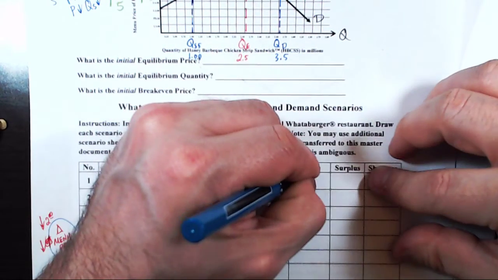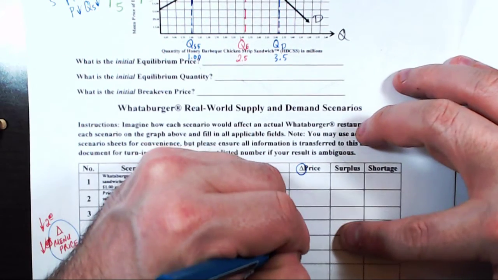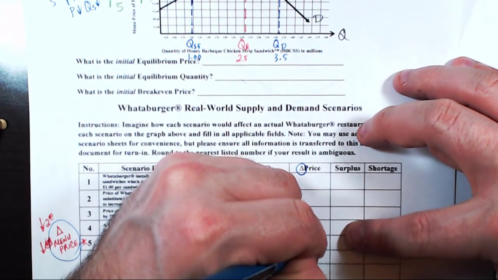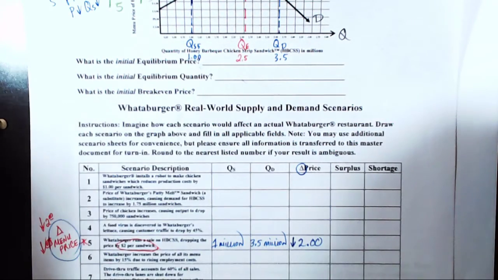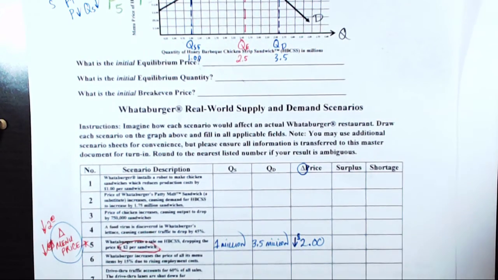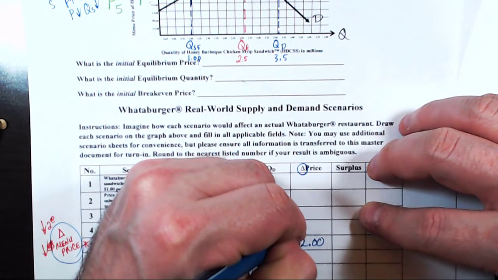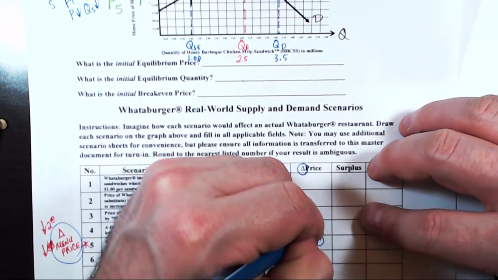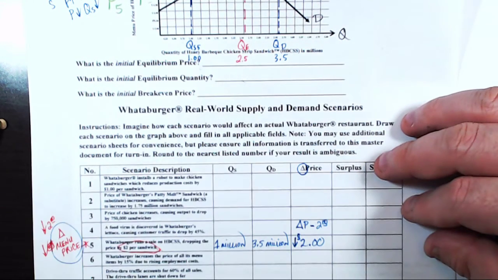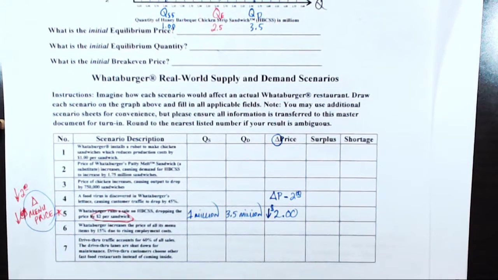Don't write $7 here. You're going to give me the change in price. The change in price was $2. We can even put a little dollar sign there so you know $2. You could have also said that the change in price was minus $2. However you want to write that, that's fine, but you need to show me that the change in price was minus $2.